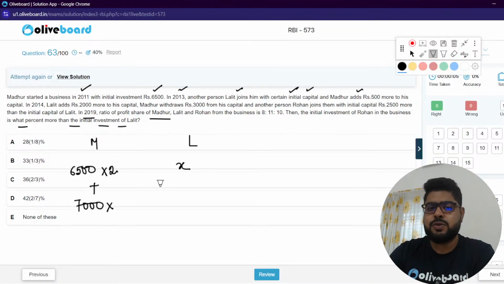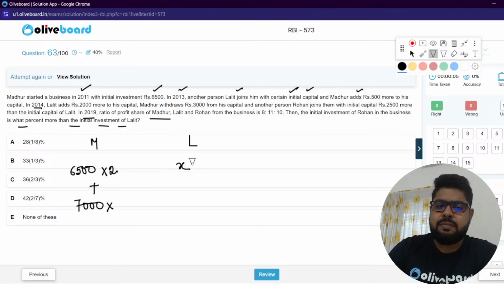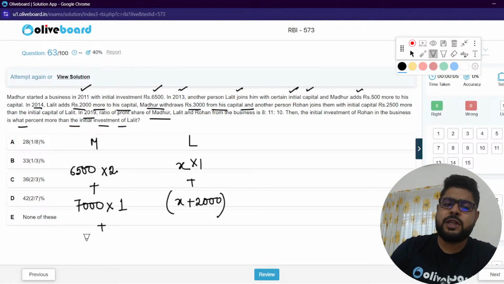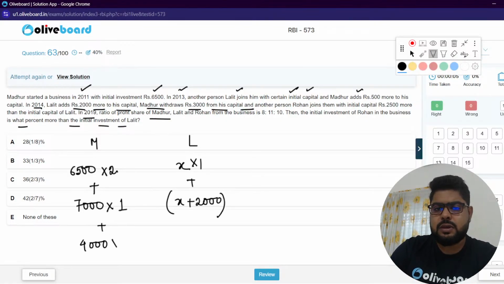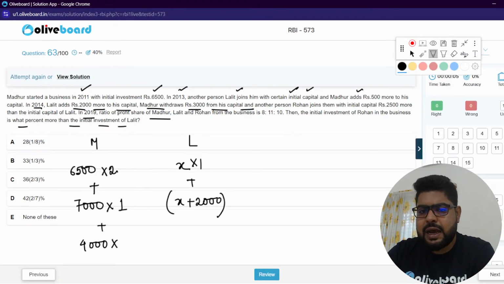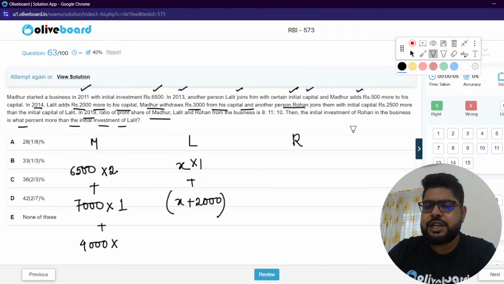For how many years? I don't know. In 2014, meaning 1 year after, Lalit adds 2,000 more to his capital. So this capital was there for 1 year. And Madhur withdraws 3,000 from his capital. So this was there for 1 year. So Madhur withdraws 3,000, so 4,000. Okay, sir. And another person, Rohan, joins with initial capital 2,500 rupees more than Lalit.